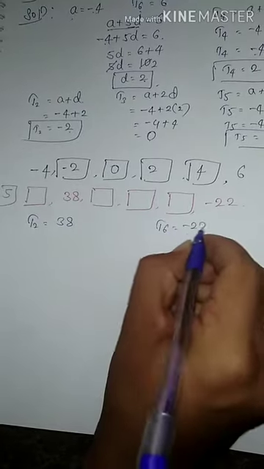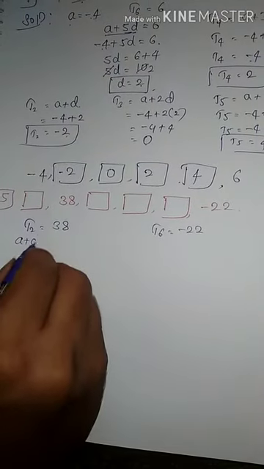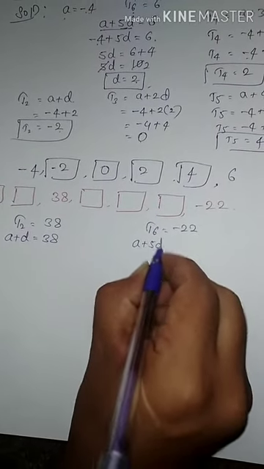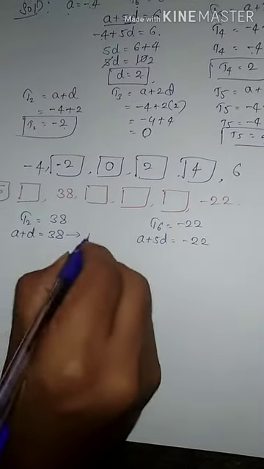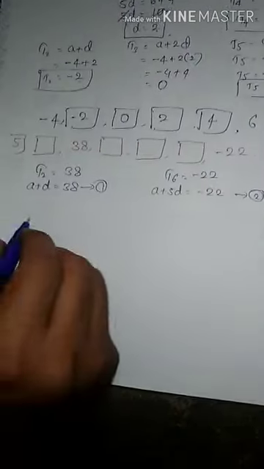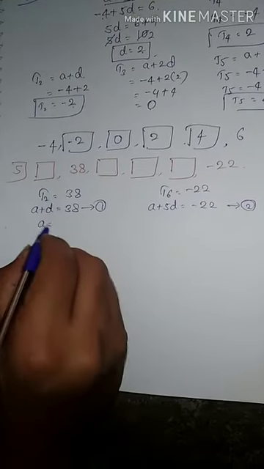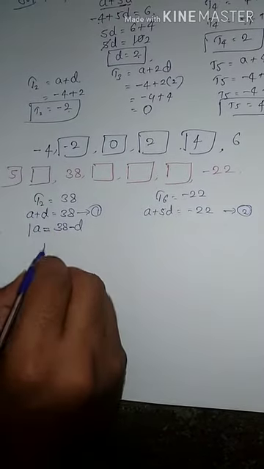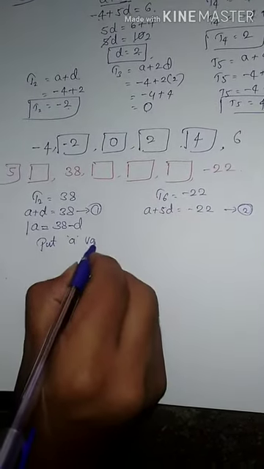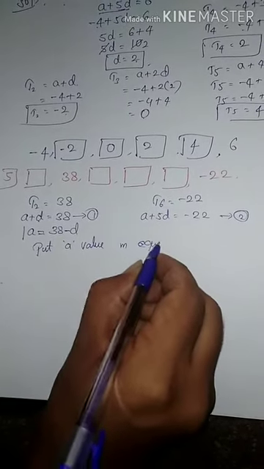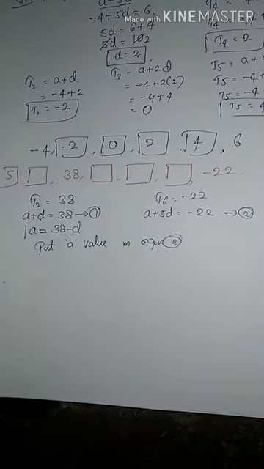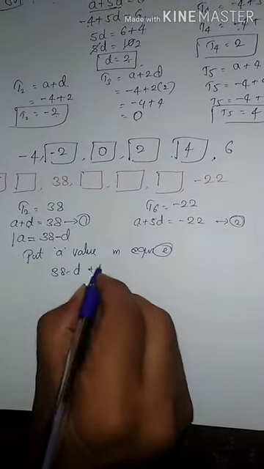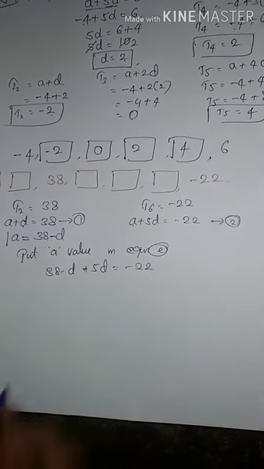T6 is minus 22. So we know that T2 is nothing but A plus D is equal to 38 and T6 is nothing but A plus 5D is equal to minus 22. It is called equation number 1 and equation number 2. So from the first equation, A is equal to 38 minus D. Now put A value in equation number 2. So equation number 2 becomes 38 minus D plus 5D is equal to minus 22.